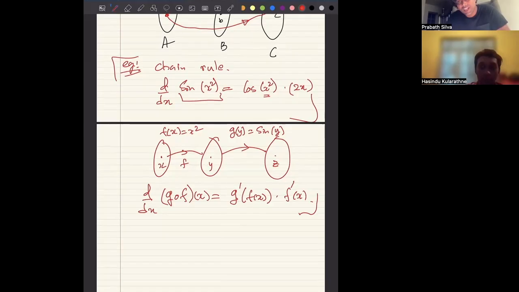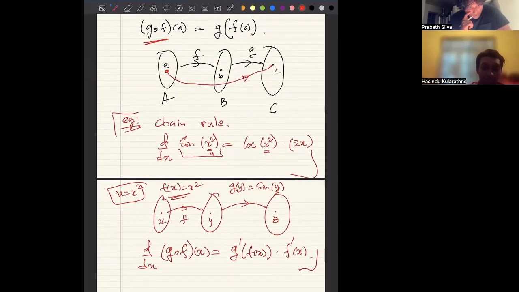So you typically put a variable u, this thing to be u. So u equals x squared, that's the first function. Good? So that's the chain rule. Anyway, you have seen this thing before.